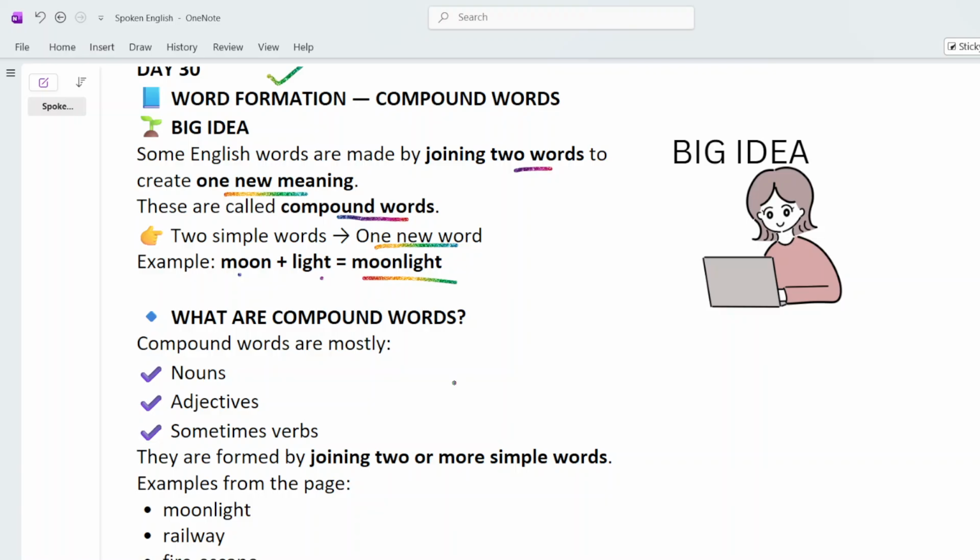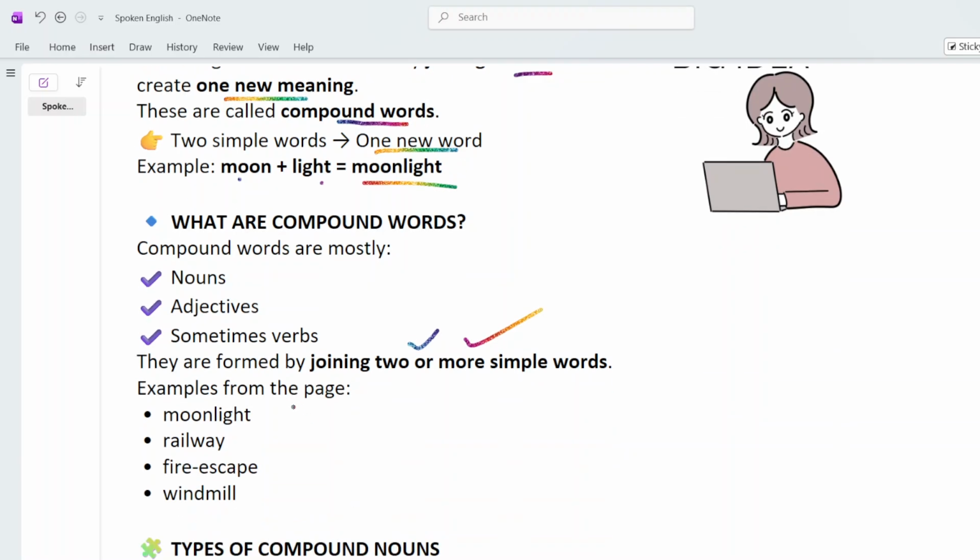We need to understand what is the core concept of these words. Most compound words are nouns. And what are nouns? Things that we can see, touch, or use. Some are adjectives, words that describe these nouns. And sometimes even verbs join together to kind of enhance the way people speak English. All right. So they are pretty much formed by joining two or more simple words to form that whole new word which has a greater meaning.